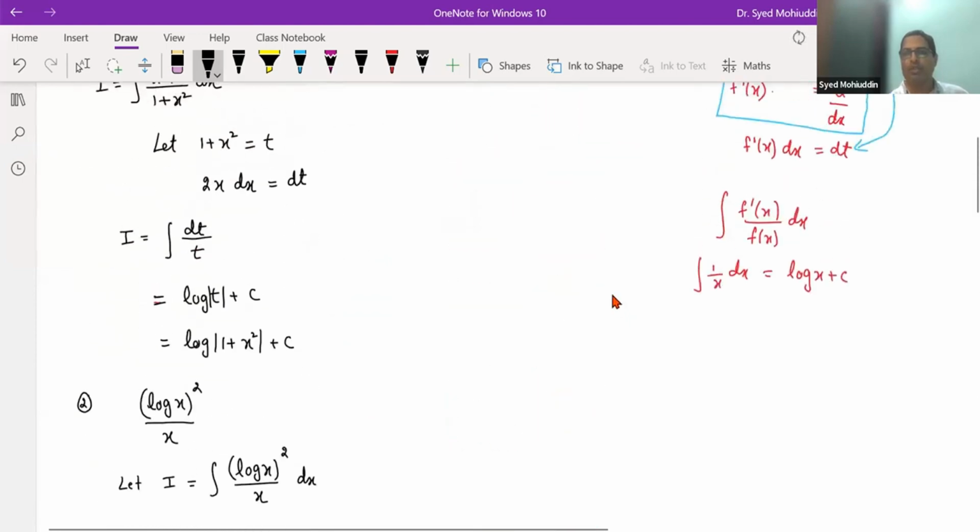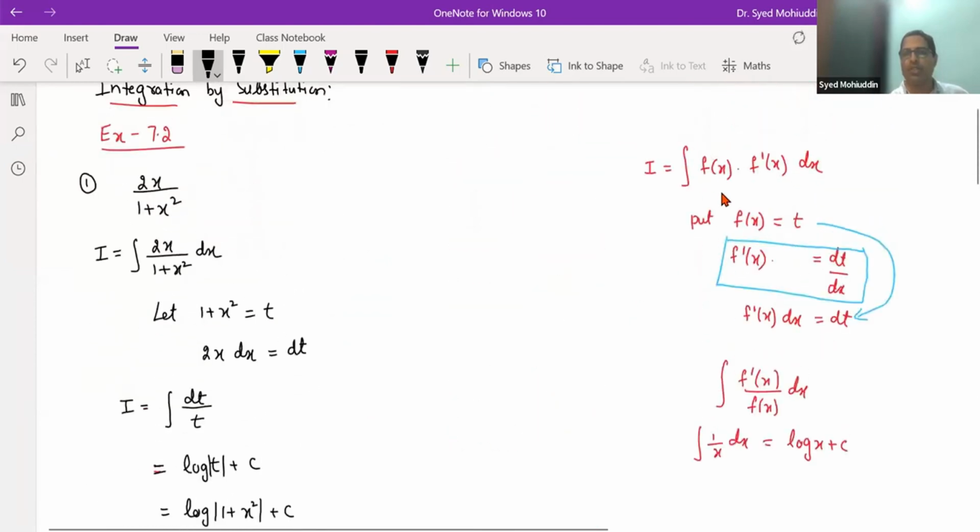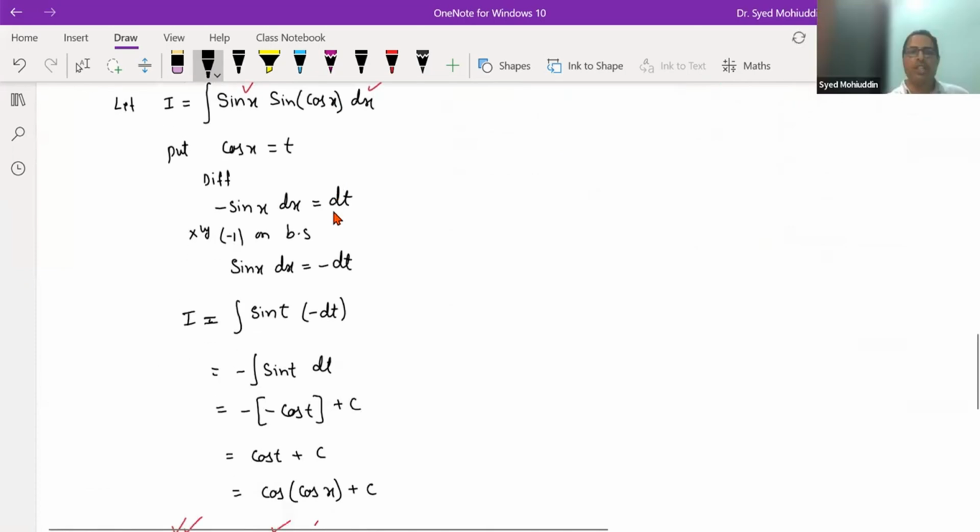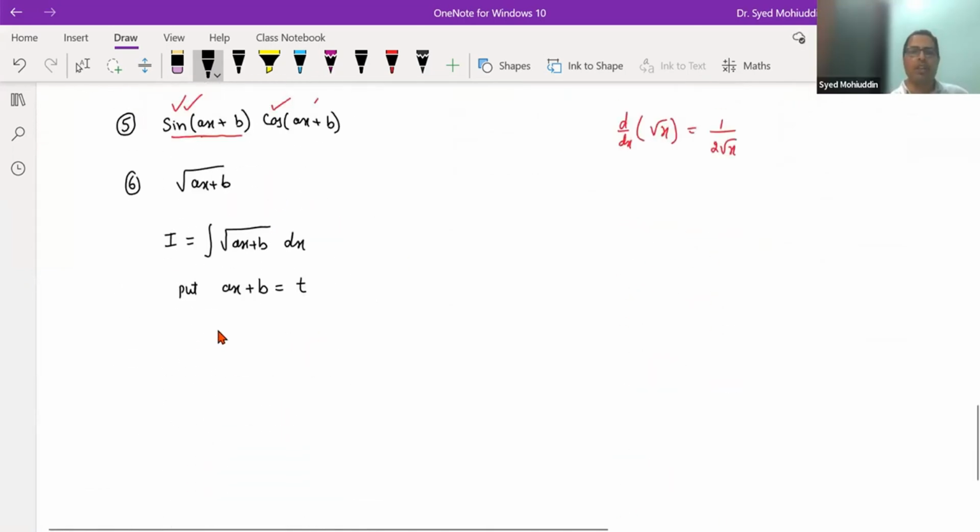Whenever you want to use a substitution method, you should always have one function and its derivative present, either in the numerator or in the denominator, whatever it is. Here, the question is, is the derivative of this ax plus b present here? That's the question. What do you think? Is it present? If you try to differentiate, you have to only differentiate x, that's all.